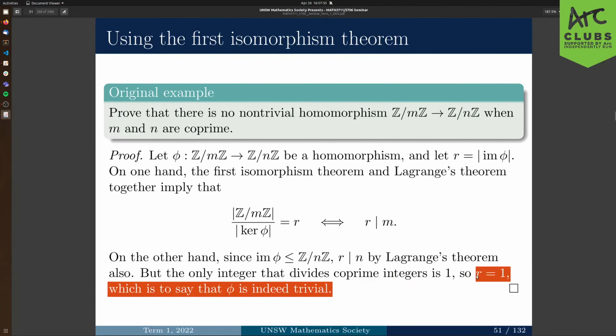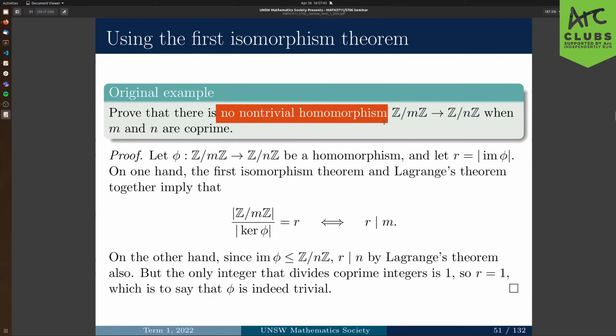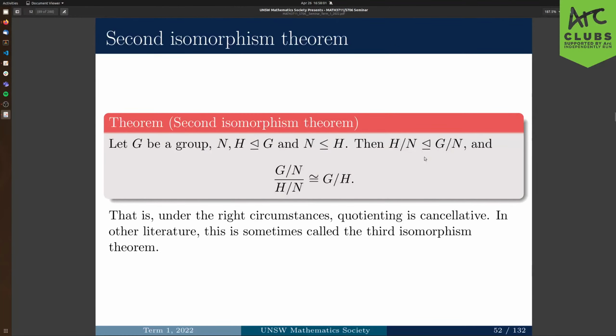So in the end, we do indeed find that R is equal to 1, which is basically saying that phi is trivial. So I started with a homomorphism, I found that it's trivial, that proves that there are no non-trivial homomorphisms like this. This result's actually more true, like you don't just have to have Z over MZ. If this is any group and this is another group and their sizes are coprime, then the result's still true, right? I just picked these for nice effect.